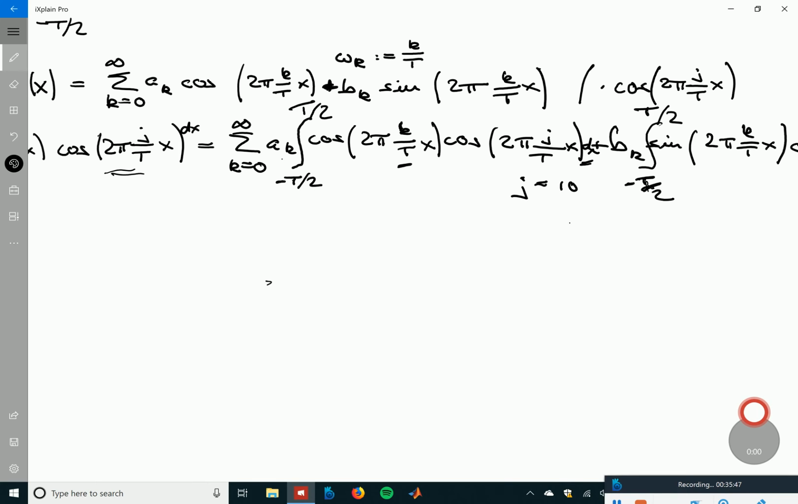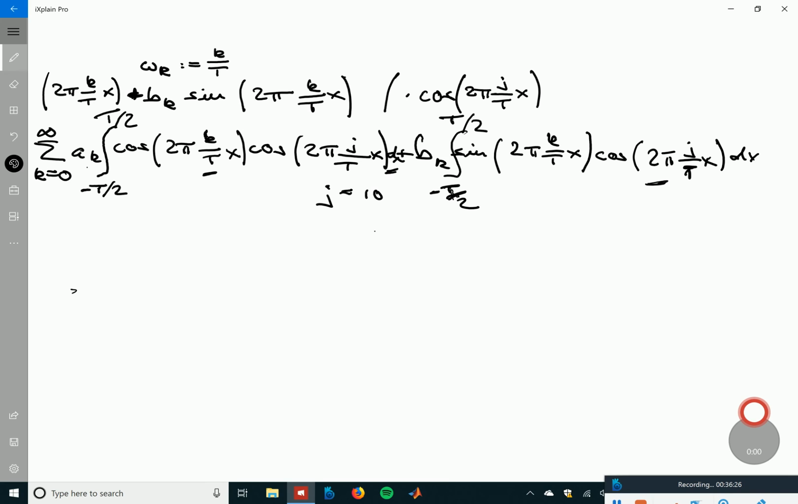However, if k comes out as j, then this integral is not zero. Think of k as running from 0 to infinity, and j is some given thing. At one point, k will be the same as j. Then this integral is something. Otherwise, it's always zero. So most of the time that k takes on a given number, this integral is zero.